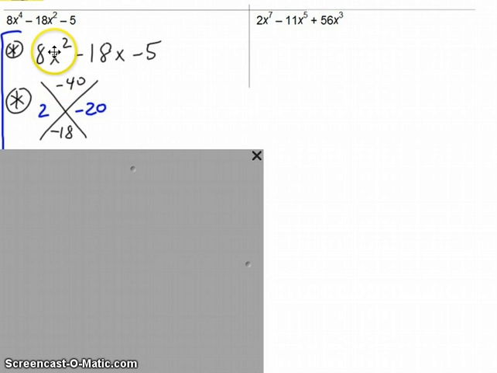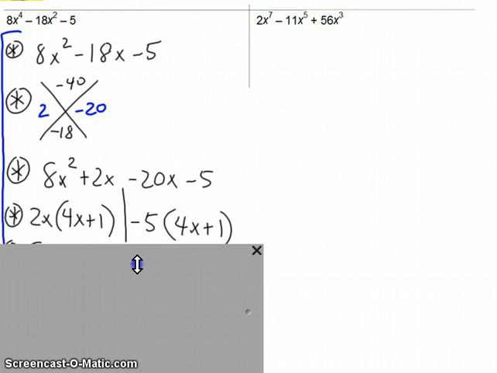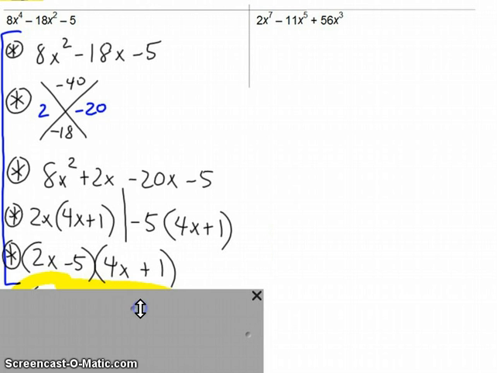So I'm going to have 8x squared plus 2x on the left. And on the right, I'm going to have negative 20x right here minus 5. Okay, so that left side, I can pull out 2x. On the right side, I can pull out negative 5, and that's what I've done. Now I put the 2x and the negative 5 together. I've got 2x minus 5 times 4x plus 1.